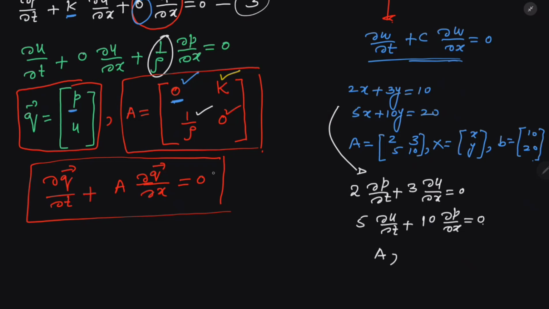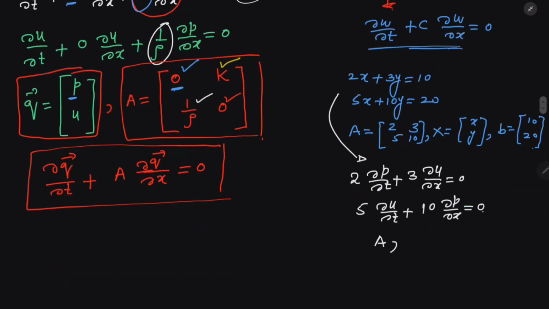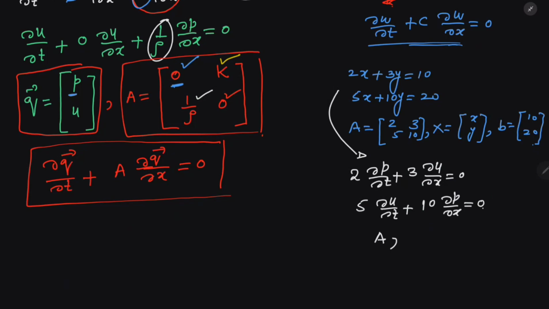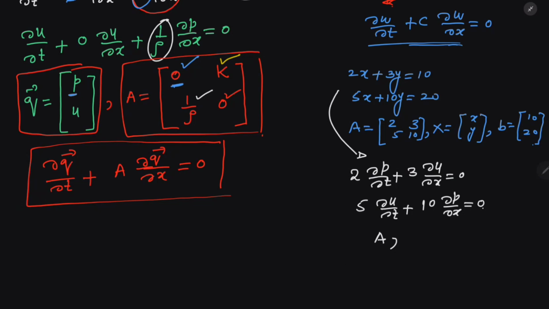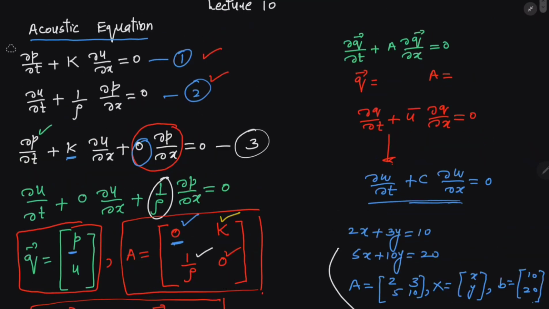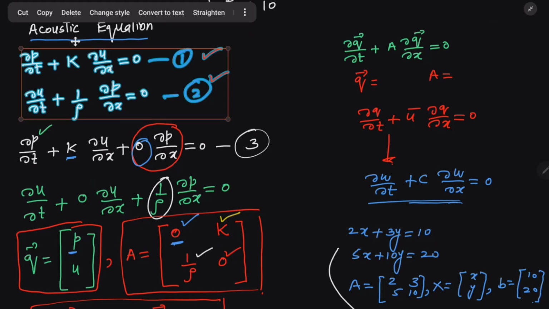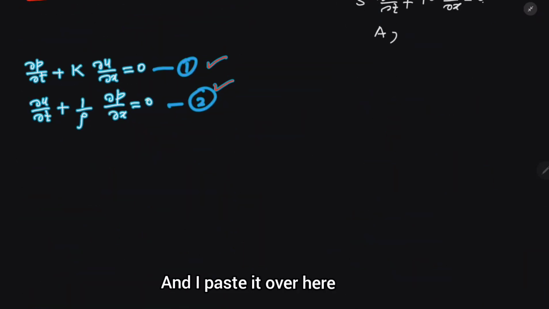Now let me define and make it one equation, a one-way wave equation, one for left to right and one from right to left, something like that. So what we do, we have this equation 1 and 2. I just copy that, and I paste it over here.